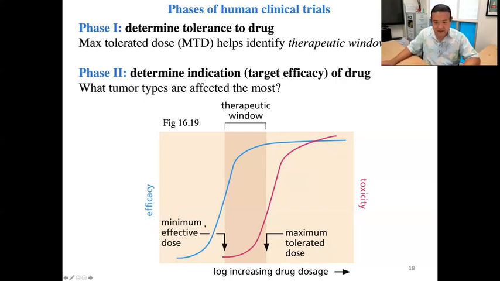And so it's balancing, right? The blue line, which is efficacy, in other words, how well does the drug work to target the tumor, against toxicity, the pink line, right? Which is basically, are we poisoning the patient?